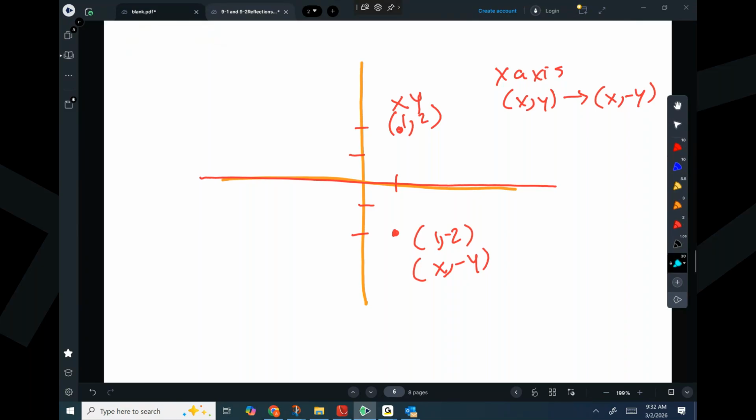If I reflected over the y-axis, right? That point (1, 2) would go where? Here, and that would be negative 1, 2. So when I reflect over the y-axis, what would happen? xy becomes negative xy. Pretty simple.